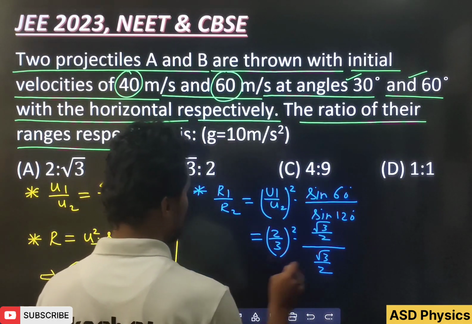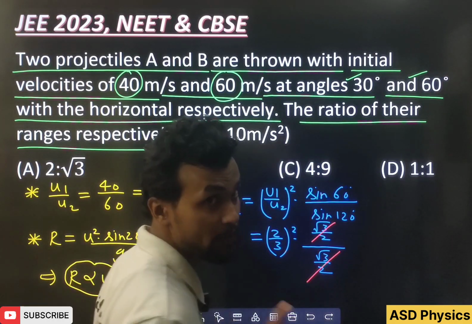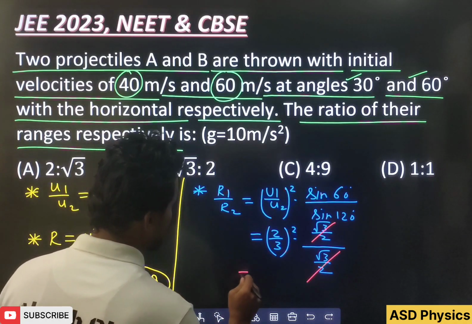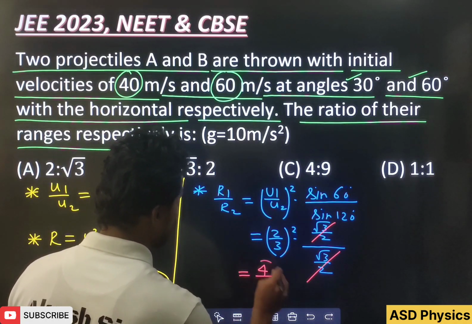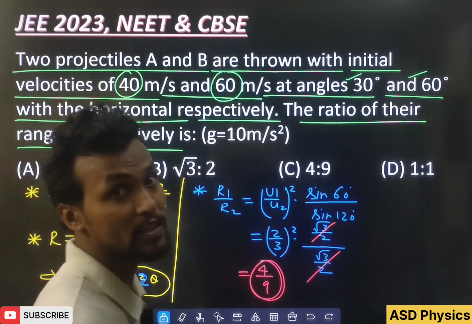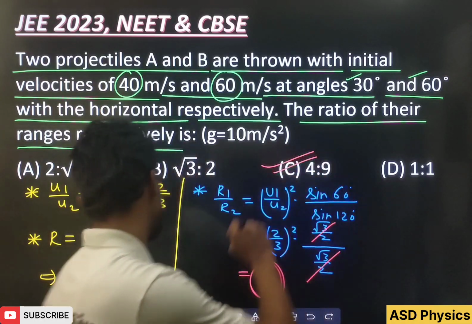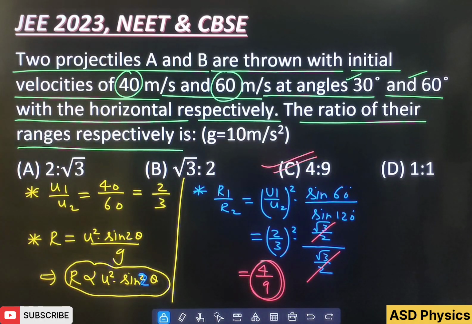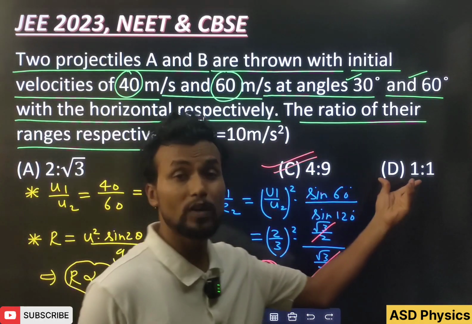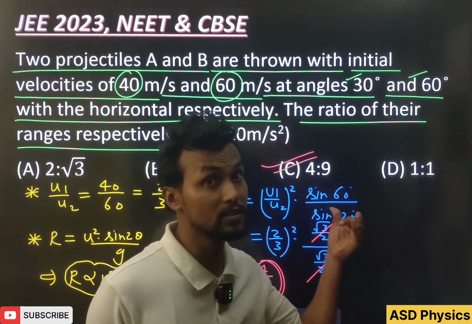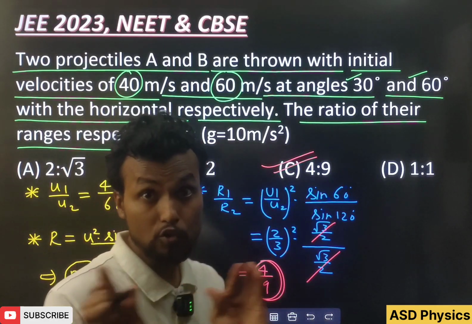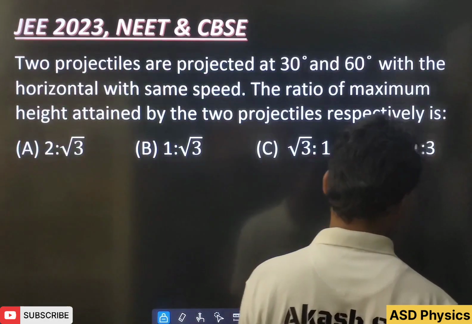Then what will happen here? Kindly see, root 3 by 2, root 3 by 2 cancel. So what will this become here? It will become 4 by 9. So correct option is what here? The correct option is option C. Number of times students will say 1:1, but no, speeds are different. So 4:9, not 1:1. Okay, remember that.